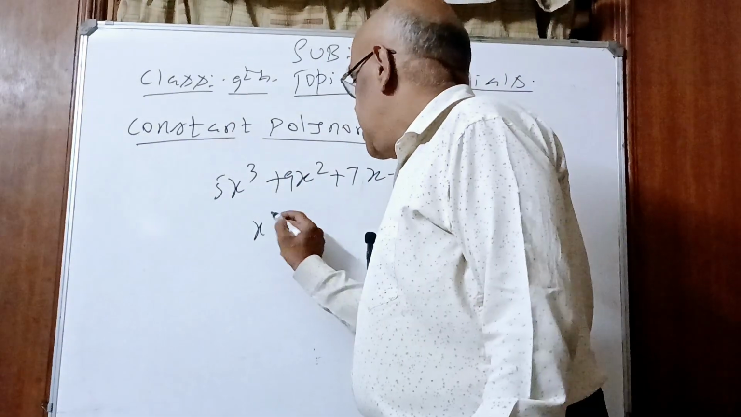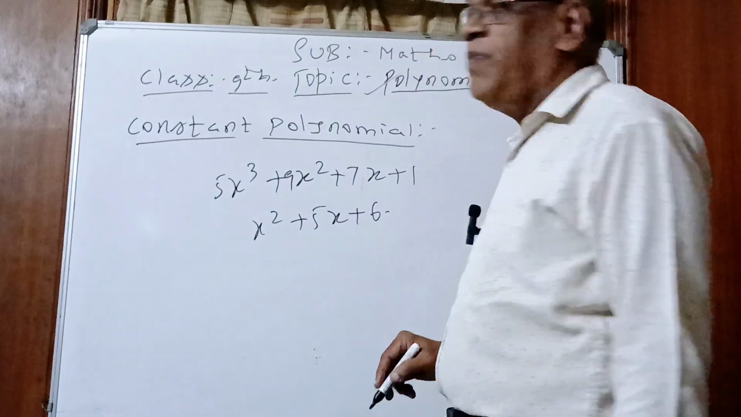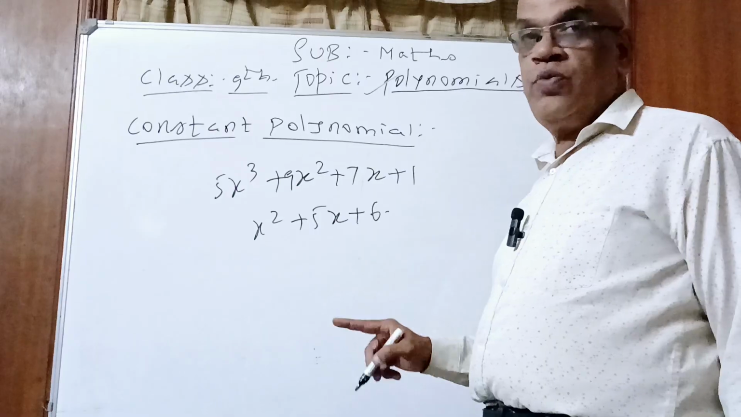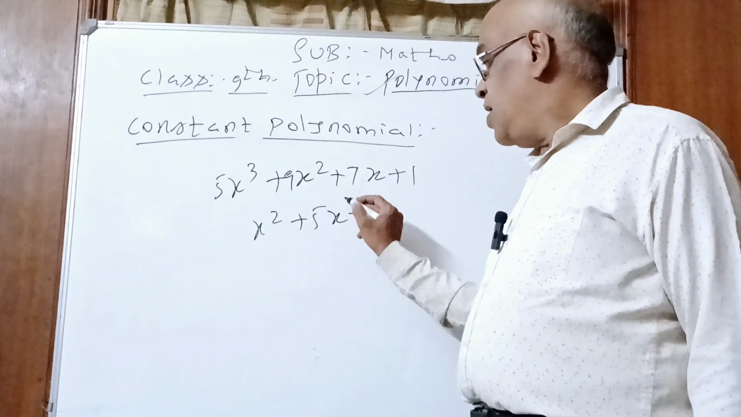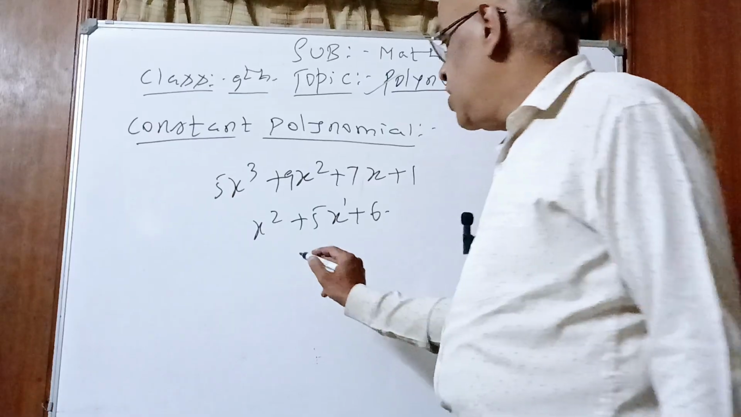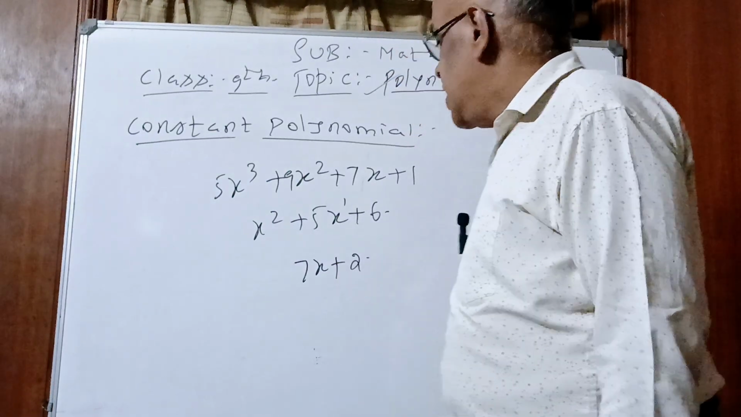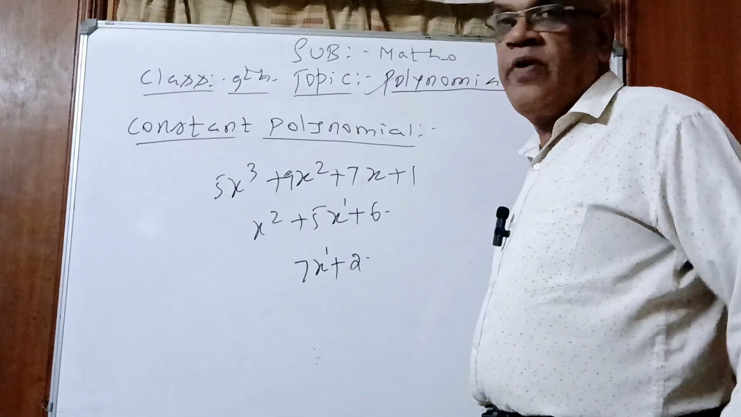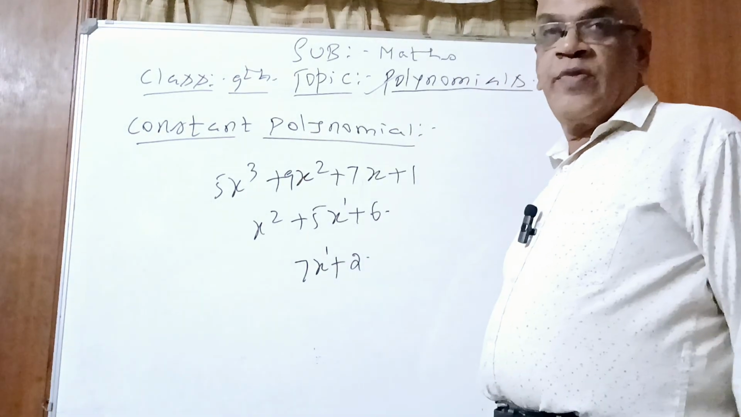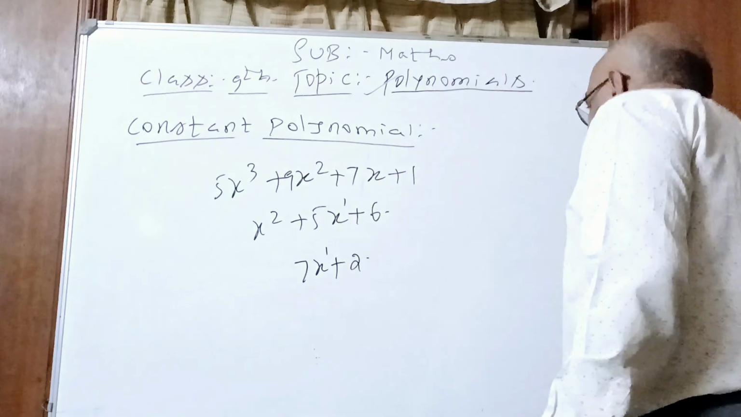Then x square plus 5x plus 6. What type of polynomial based on degree? Degree 2, because power 1 is there. Nothing written means power 1. Power 2 is there. Yes or no, children? Then 7x plus 2. What is the degree of the polynomial we are talking about? Power of the variable x. Linear polynomial. Yes or no, children?